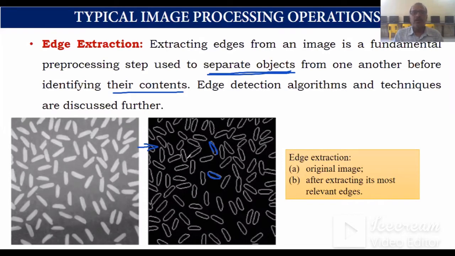So this is our edge detection. Each object will be separated by using the edge. This will be an edge detection algorithm or edge extraction algorithm. It can find the edges of the image.